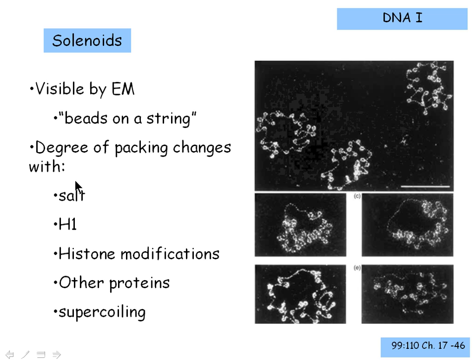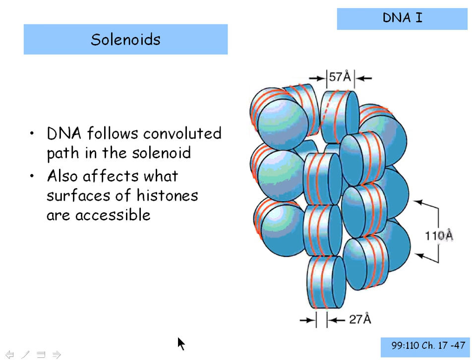This includes the amount of salt that's in the environment, the amount of linker histone that's around that can bind to the DNA between the nucleosomes, as well as many different histone modifications that can occur, which we'll talk about in more detail in a little bit, as well as the binding of other proteins or the supercoiling of the DNA. When DNA is in the solenoid form, it follows a very convoluted path. It's not very regular. It's very hard to follow the path.